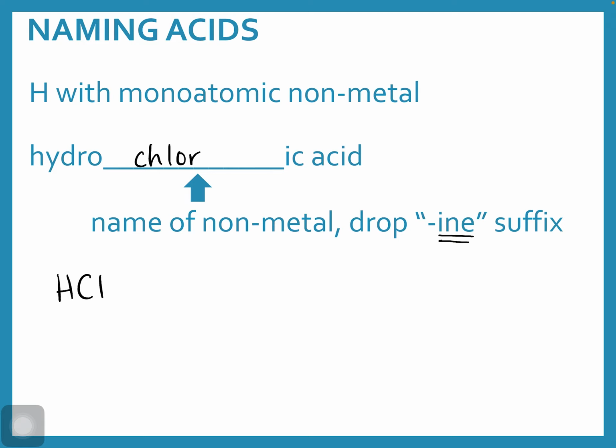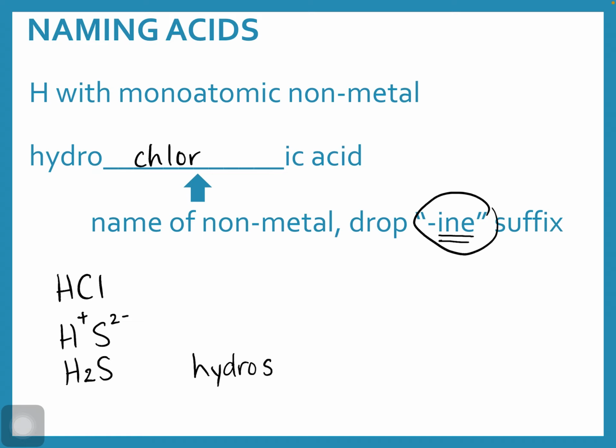If we have something other than a halogen, so if I have hydrogen with sulfur, so that's a 1 plus, 2 minus, so H2S, how would I name that? It starts off with hydro and then the name of the nonmetal. This doesn't have the -ine suffix, so I don't have to drop anything. So hydro and then sulfur, and then ic acid. So hydrosulfuric acid when I have hydrogen paired with sulfur.